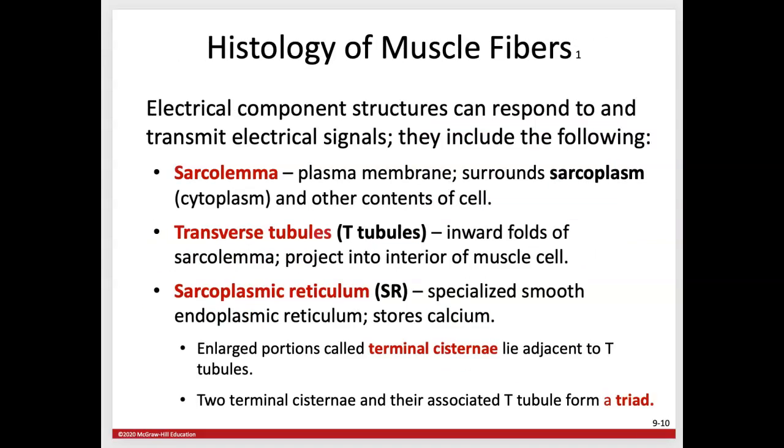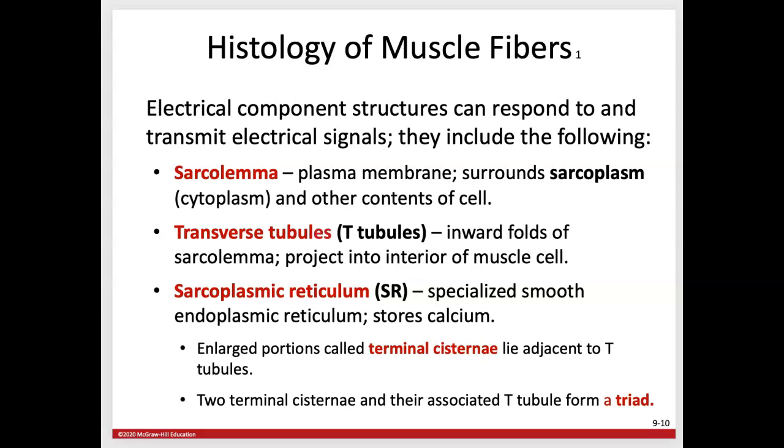General histology of muscle fibers. And again, remember, muscle fibers are the muscle cells. The electrical component structures can respond to and transmit electrical signals. These listed here are the electrical components of the muscle fibers. We have the sarcolemma, which is the plasma membrane of the muscle cell, and the sarcolemma surrounds the sarcoplasm, which is the cytoplasm and other contents of the cell.